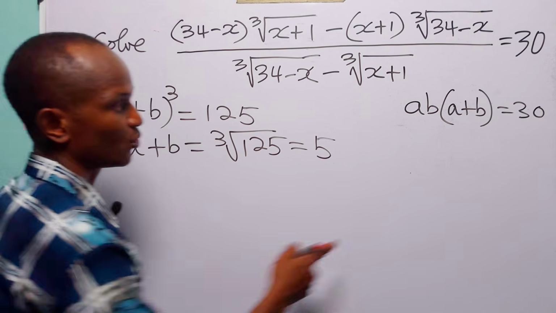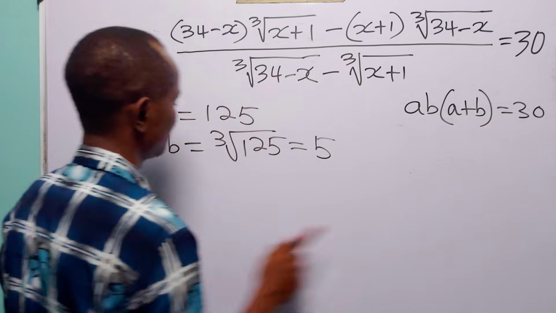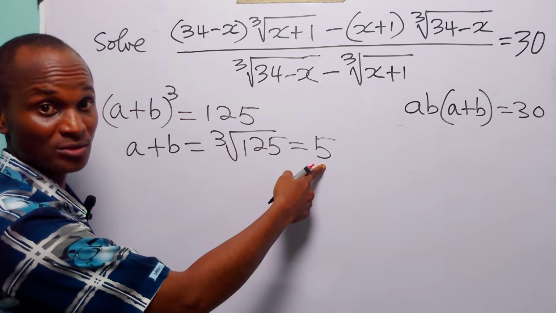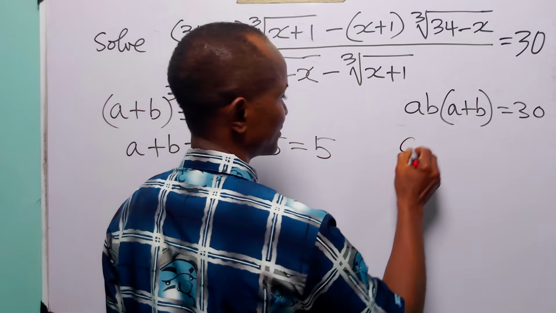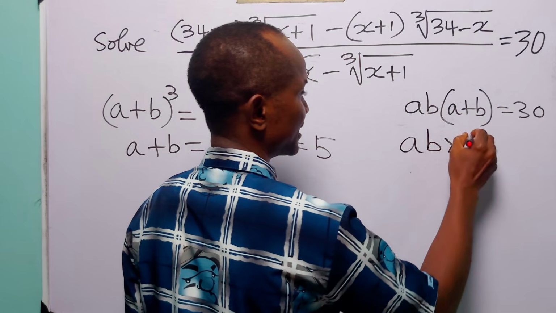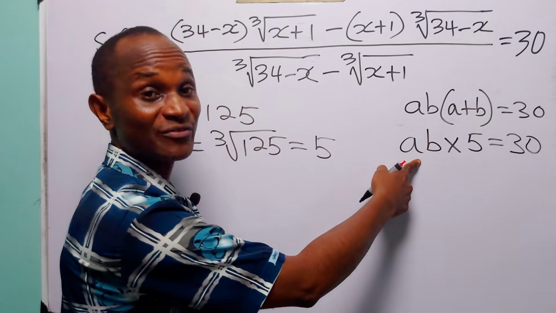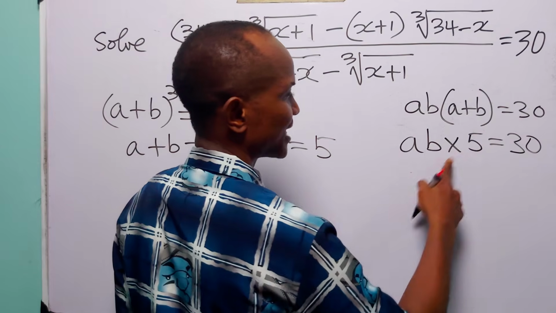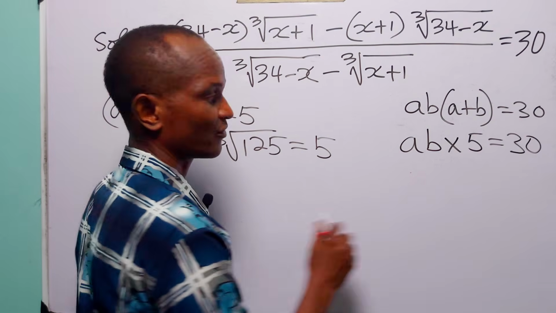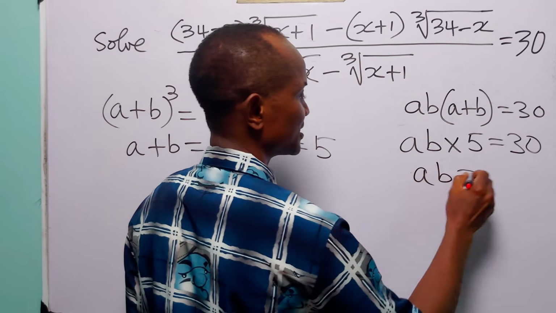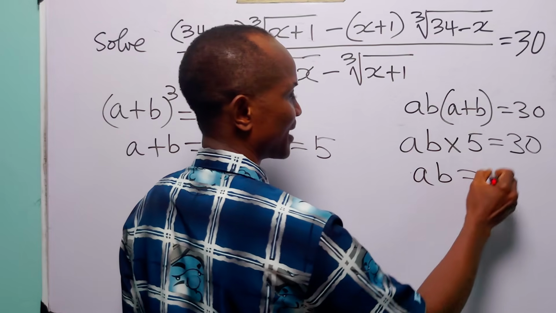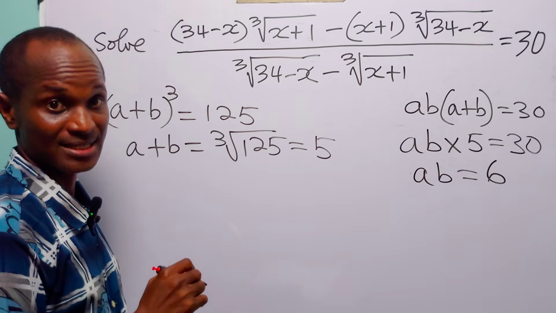Now, once more, we go back to this equation. A plus b is equal to 5. So we have that ab times 5 is equal to 30. To find the value of ab, we divide both sides of this equation by 5. So we have that ab is equal to 30 divided by 5, which is equal to 6.